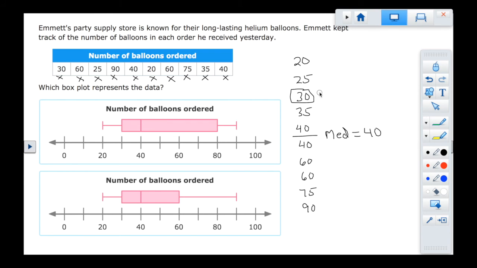Q1 in this data set is 30. Q3 is 60. So let me check them. 30. Oh, this one says 80. This one says 60, 30 for Q1. My lower extreme is 20. My upper extreme is 90. This looks good. This is going to be the correct box and whisker.